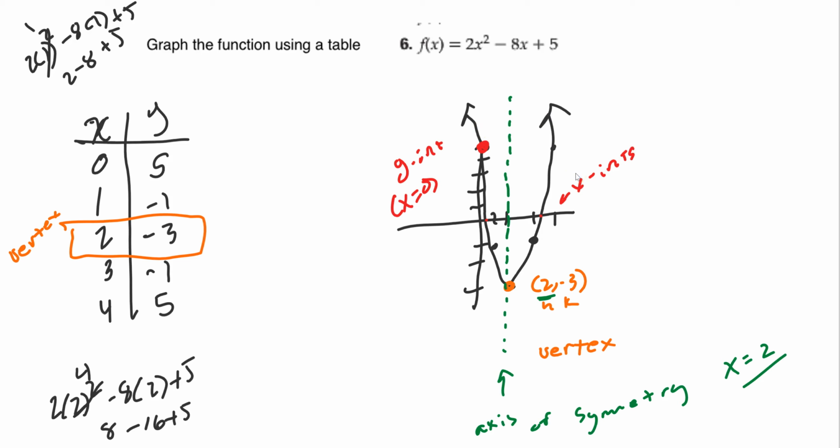So those are the key things. When we draw a parabola with all the bells and whistles, we're going to need the vertex, the axis of symmetry, and generally a y-intercept. And then we can draw a nice parabola. Okay, so let's talk about the shortcuts for doing that.